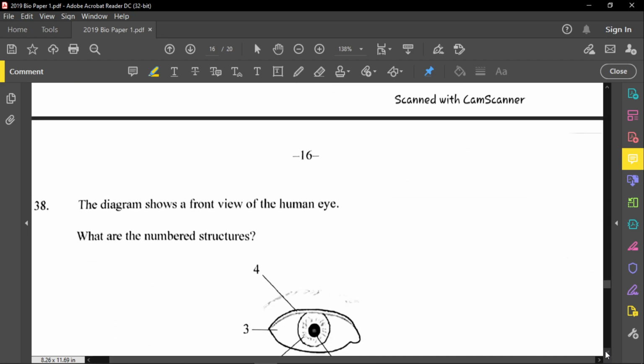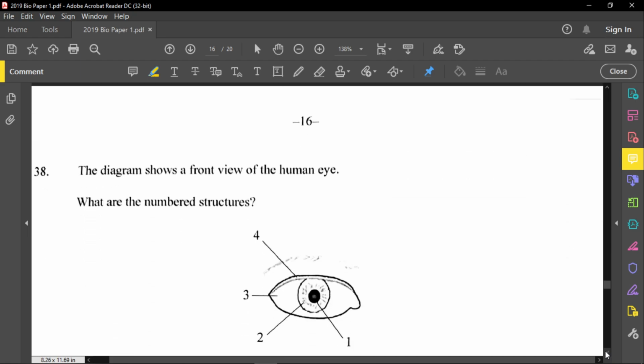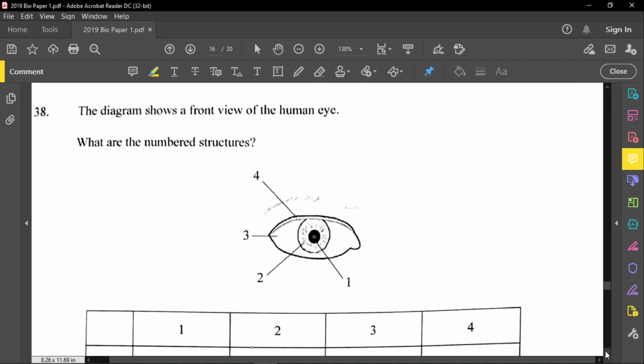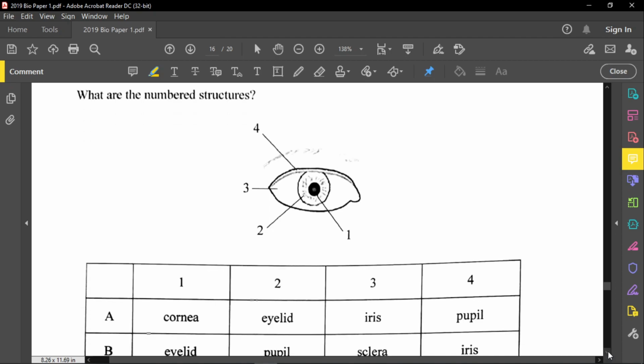Now, question number 38. The diagram shows a front view of the human eye. What are the numbered structures? What are 1, 2, 3, and 4? Right off the bat, you should know that number 1 is the center of the eye, so that's going to be the pupil, while number 2 is the iris. So you can look out for 1 and 2, pupil and iris respectively.